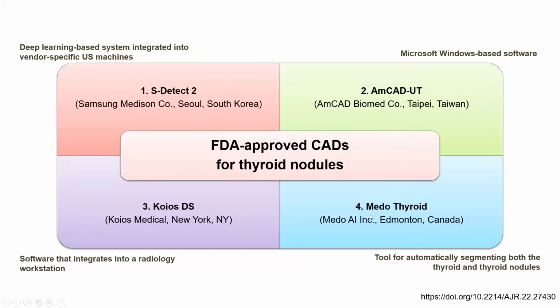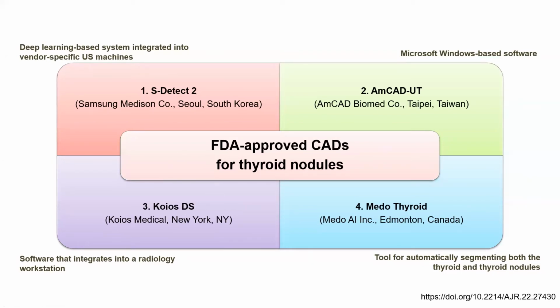Four full CADs have been approved by the FDA for thyroid nodules. SDetect is a deep learning-based system that is integrated into vendor-specific ultrasound machines. It has been widely studied among the 4 CAD tools. AMCAD is a Microsoft Windows-based software that analyzes static images of thyroid nodules after image acquisition.